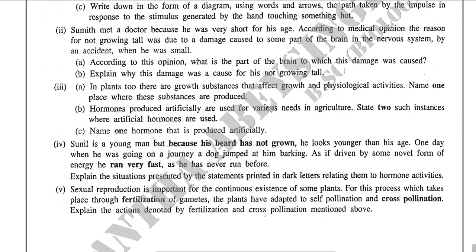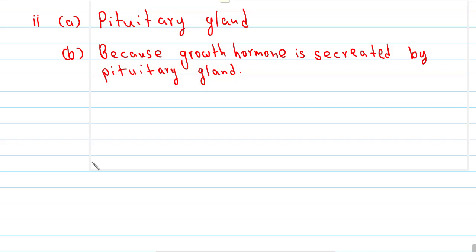Part 3, right? You have come to the plant hormones. In plants too, there are growth substances that affect growth and physiological activities. Name one place where these substances are produced. Some substances are produced at the root tip and the shoot tip, at the end of the root and the end of the shoot. Part 3a: shoot tip, or root apex, or shoot apex. This is a grade 9 part, okay? You can understand? Some grade 9 parts are coming. You can tell, part 3: shoot apex.